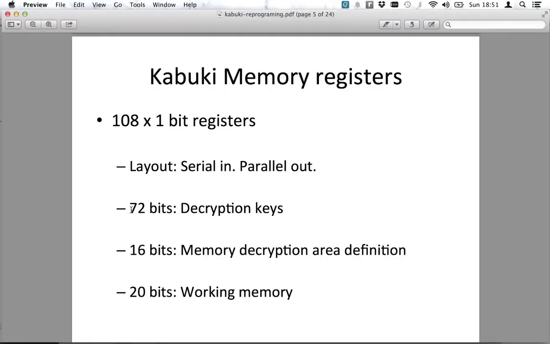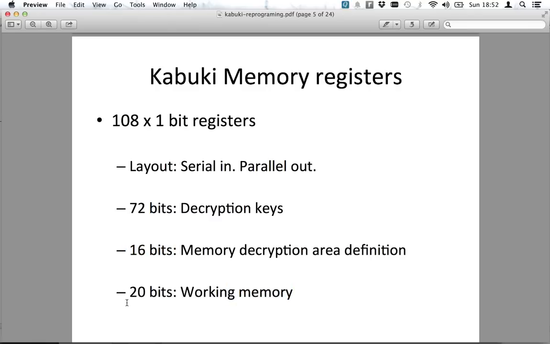So inside of the 108 bits, we have 72 bits dedicated to the decryption keys, and we have 16 bits dedicated to the memory decryption area definition. What this means is basically a mask configuration that tells Kabuki where to decrypt data and where not to decrypt data. If you remember from one of the previous posts when we were doing the software attack, we hit a wall when we found out that Kabukis that have lost the memory contents are basically non-recoverable because of this. It's trying to decrypt any memory access, including RAM, and effectively leaving you with a non-usable CPU.